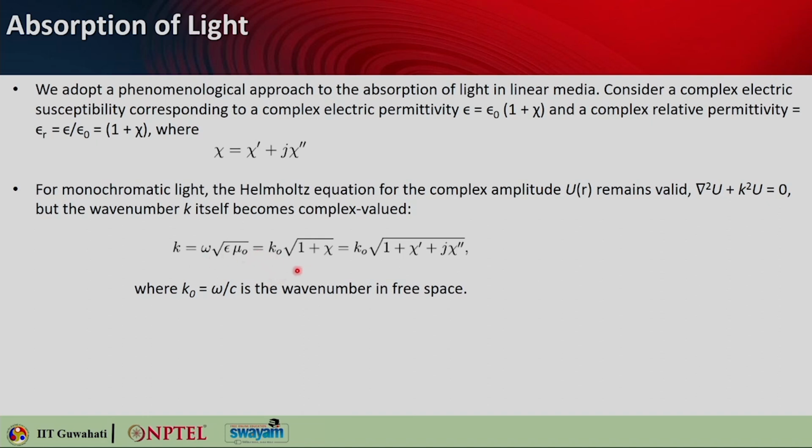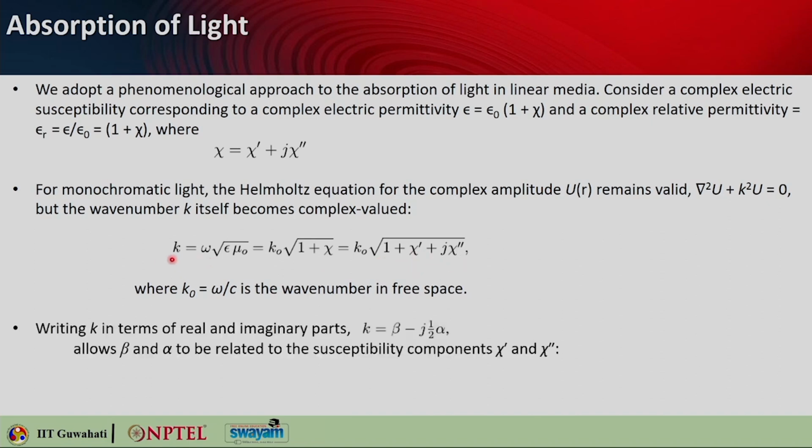So, you can actually find that you have k naught here, and the remaining term is epsilon r, which is 1 plus chi. If you express chi in its real and imaginary parts, you will get 1 plus chi prime plus j chi double prime. Okay. So, now we understood that the wave number itself has become complex. It has got a real part as well as an imaginary part.